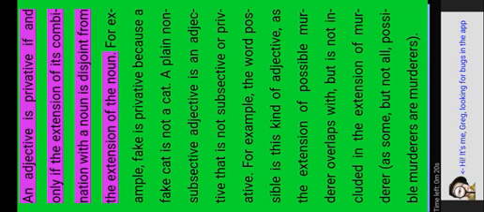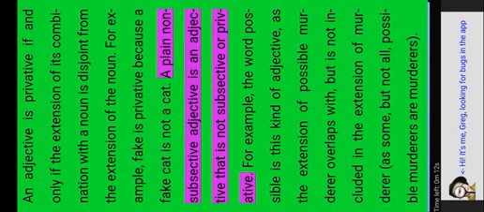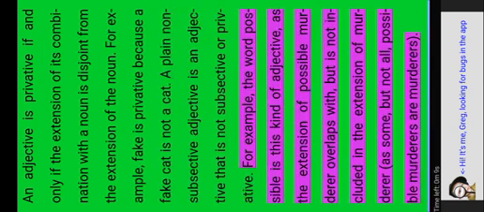An adjective is privative if and only if the extension of its combination with a noun is disjoint from the extension of the noun. For example, fake is privative because a fake cat is not a cat. A plain non-subsective adjective is an adjective that is not subsective or privative. For example, the word possible is this kind of adjective, as the extension of possible murderer overlaps with, but is not included in the extension of murderer, as some, but not all, possible murderers are murderers.